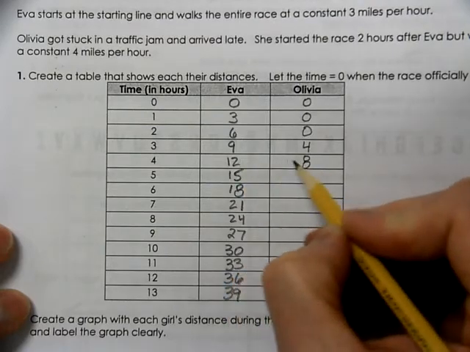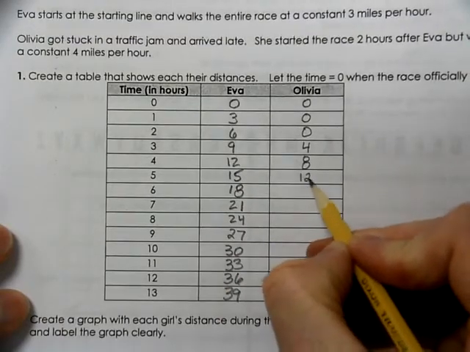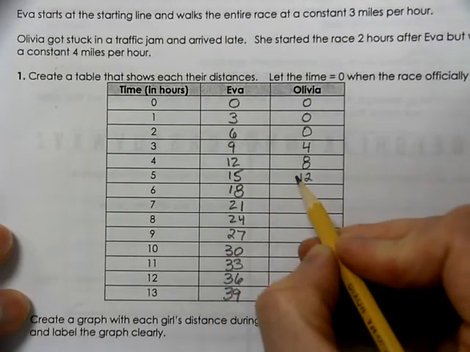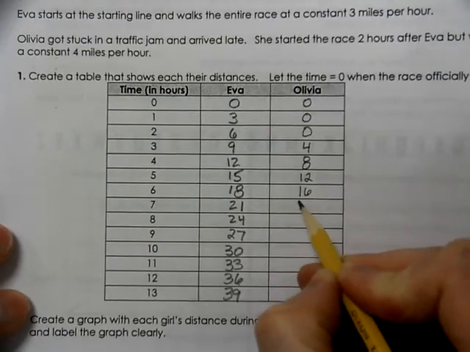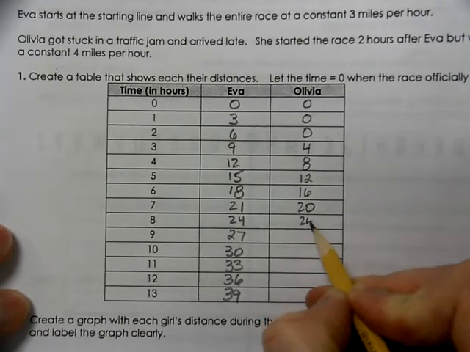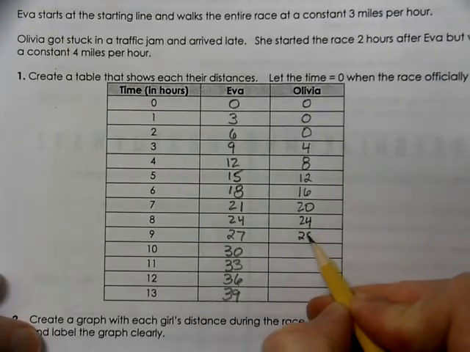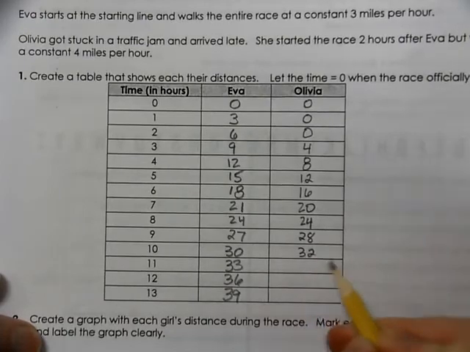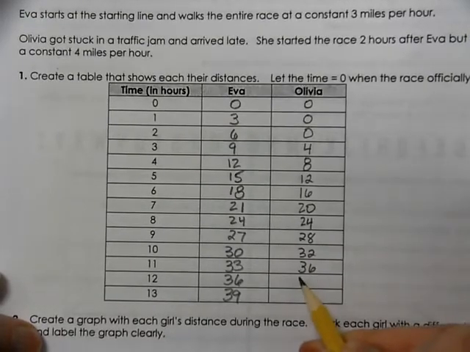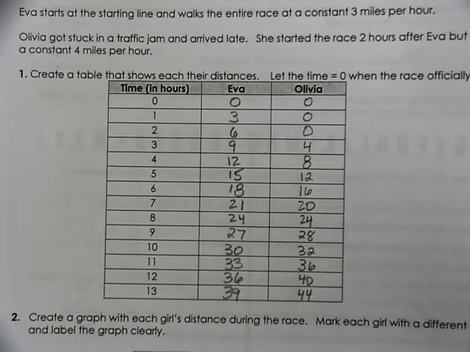So at the 4th hour, she was still behind Eva. Still behind Eva. 7 hours, still behind Eva. By the 8th hour, she had caught up and was even with Eva. So at the end of her 13 hours, she had traveled 44 miles.